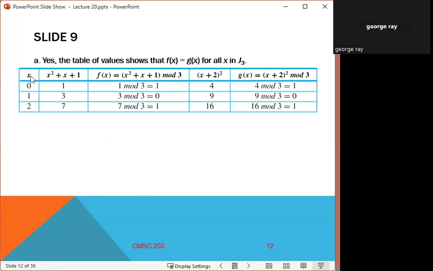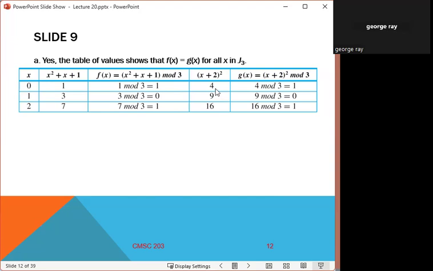So what we're going to do, here's our domain. X has the elements 0, 1, 2. We're just going to find out what the values of f and g are and see if they're equal everywhere. So just plugging in 0, 1, 2, we get 0 squared plus 0 plus 1, 1 squared plus 1 plus 1, and so on. So we get 1, 3, 7. Then we're going to do the modulo. So 1 modulo 3 is 1, 3 modulo 3 is 0, and 7 modulo 3 is 1. Now, that's the entire range for f.